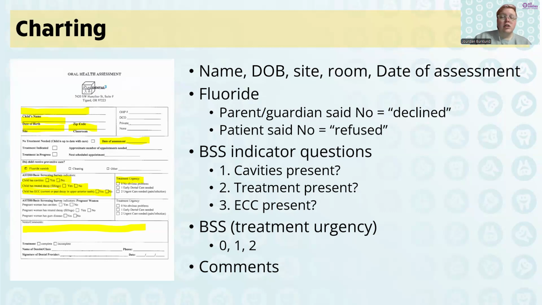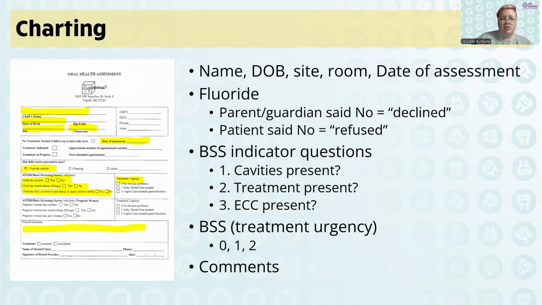And so for charting, a lot of times our site contact will chart for us to kind of help things get streamlined. So we just need to get the name of the patient, their date of birth, the site that it's at, the date of the assessment, and then mark whether we did fluoride or not. If the parent or guardian did not consent for it, we write declined. If the patient wouldn't let us provide fluoride for them, we put fluoride was refused.